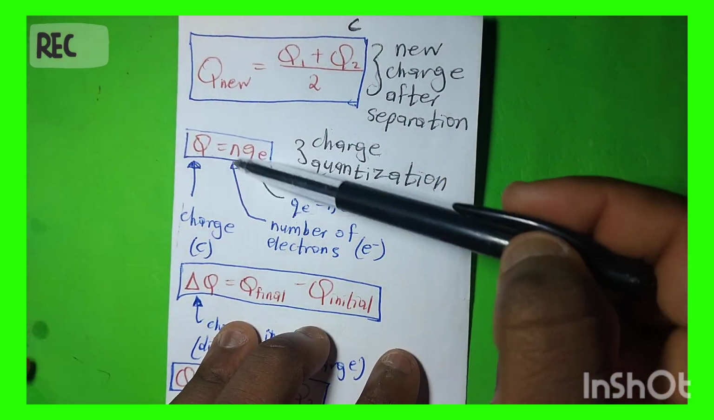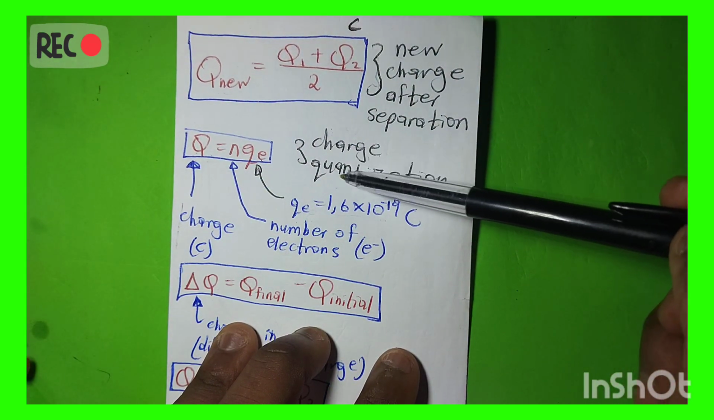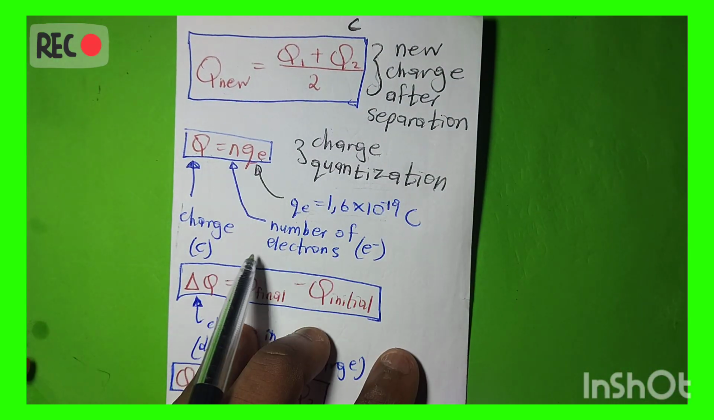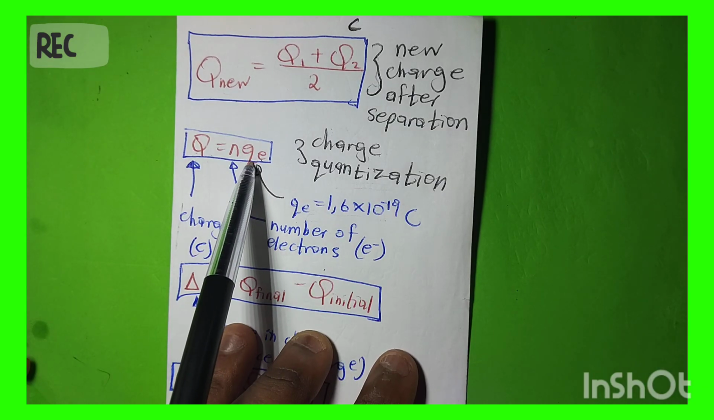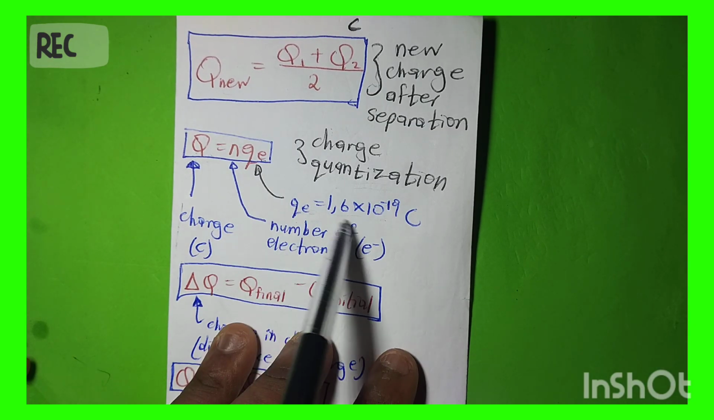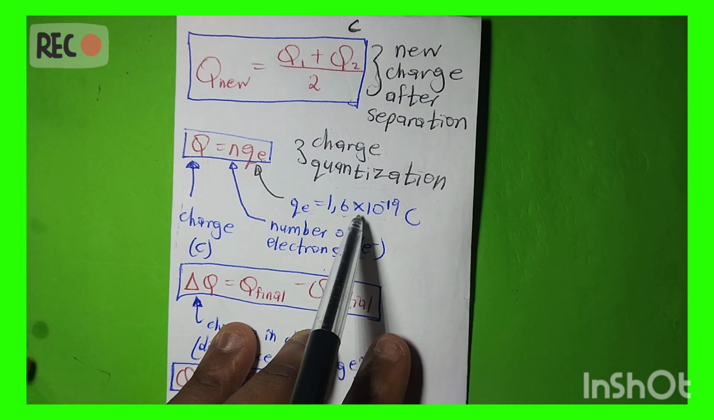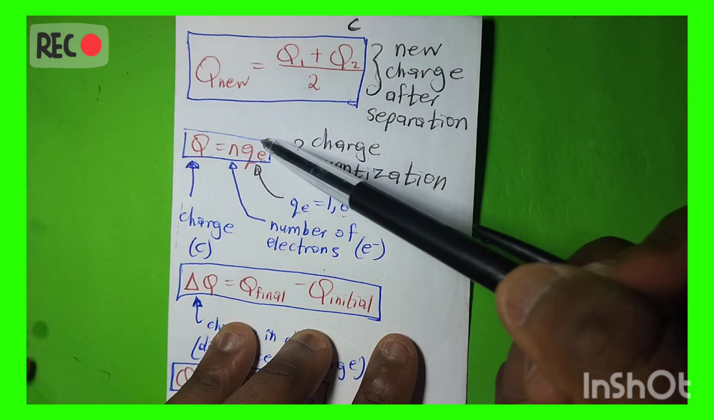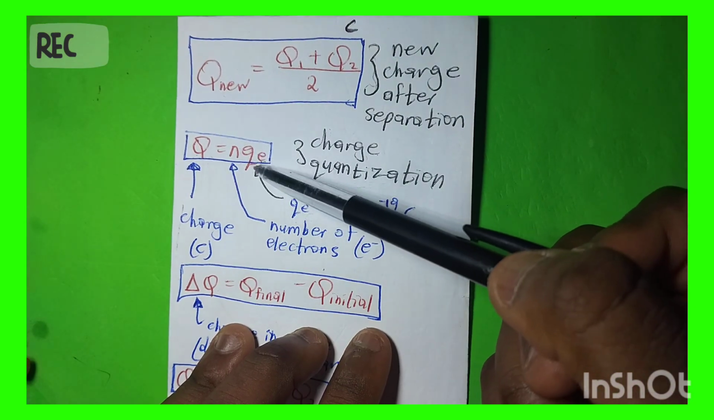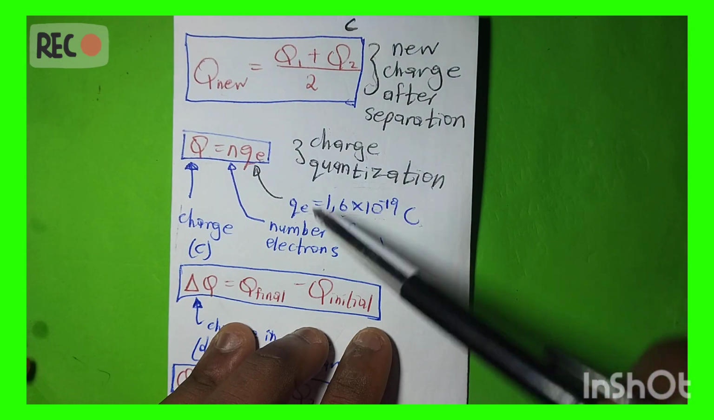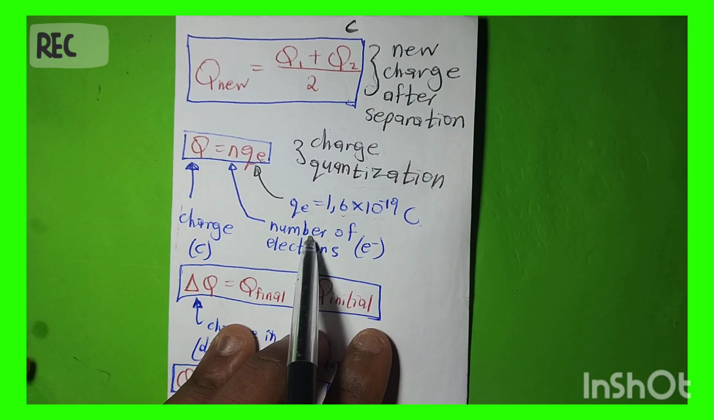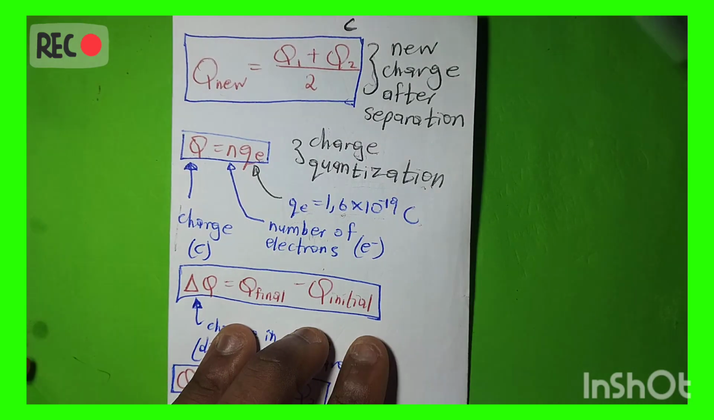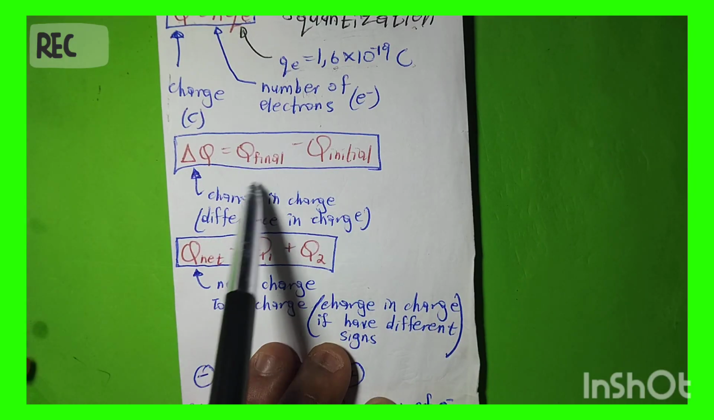This equation is the equation of charge quantization. If they give you the number of electrons, you should understand that Qe is a constant number, which is 1.6 multiplied by 10 to the exponent negative 19 coulombs. You'll get it at the back of your formula sheet. If they give you electrons, you multiply those electrons in order to get a charge, which is charge quantization.